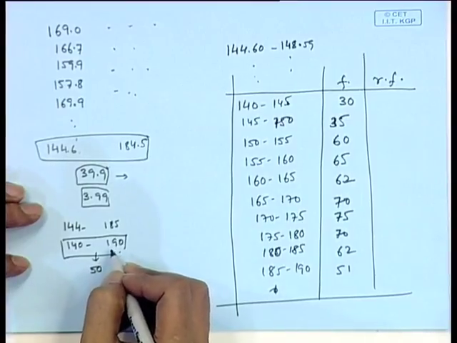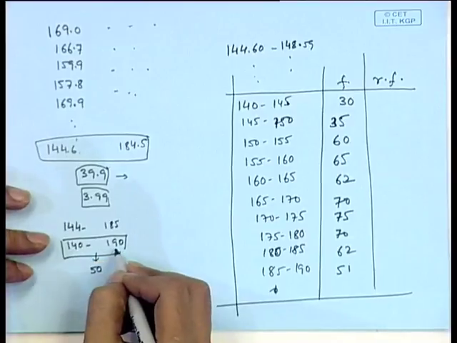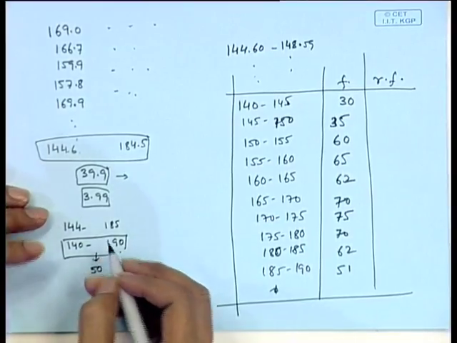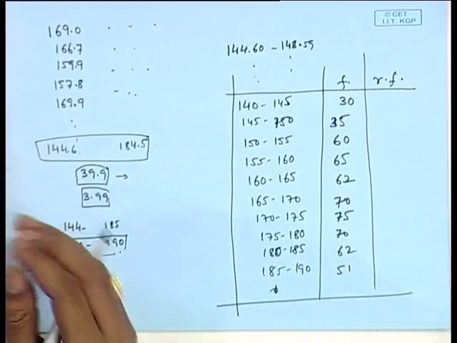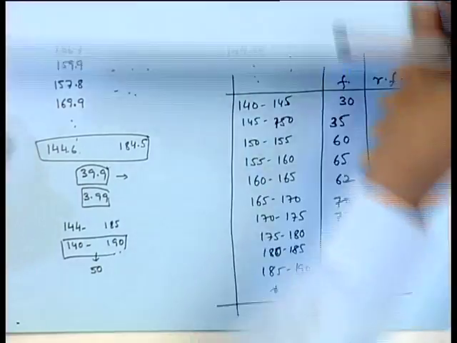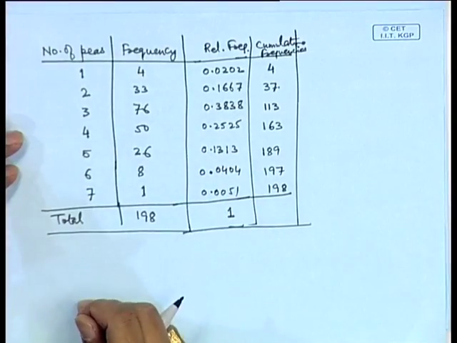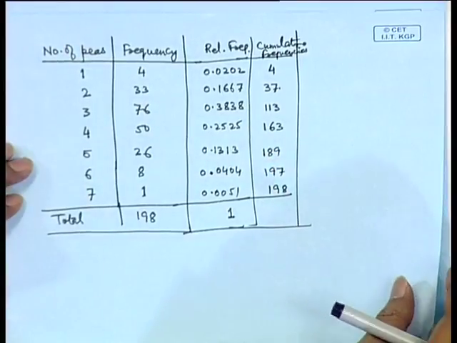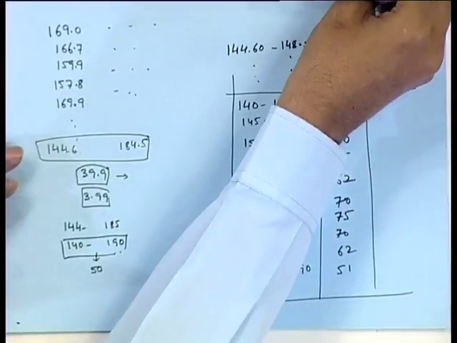At the same time, if we are making too many intervals, suppose in place of 10 I make 25 intervals of length 2 each. So, 140 to 142, 142 to 144, then it will be difficult to analyze. It is the same thing like in the discrete case, that if I have too many values here, then it is not easy to handle that from a statistical methodology point of view.